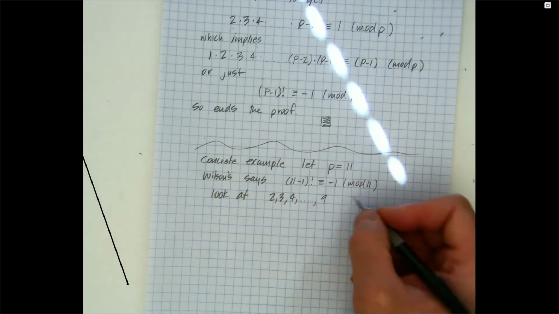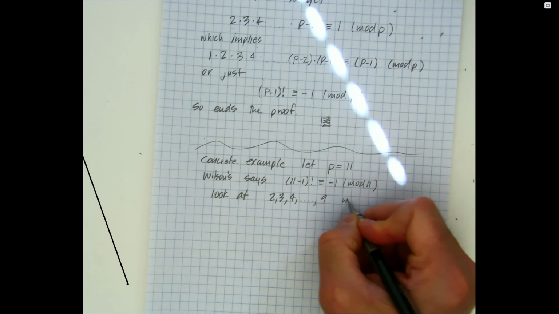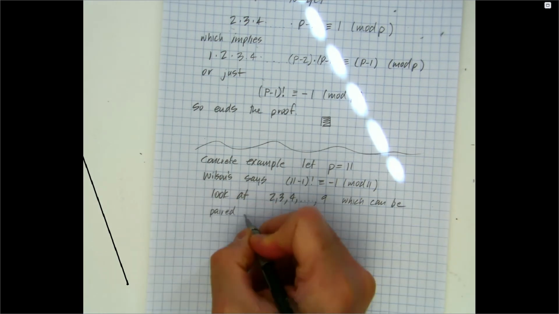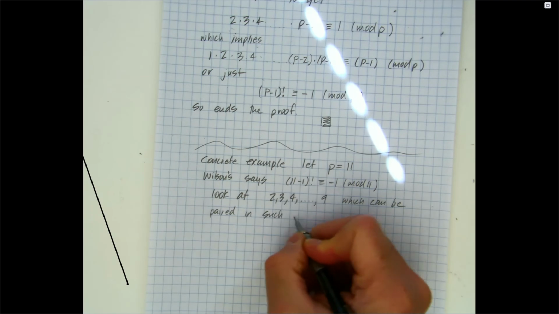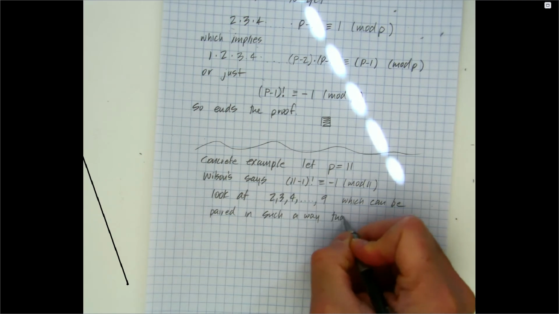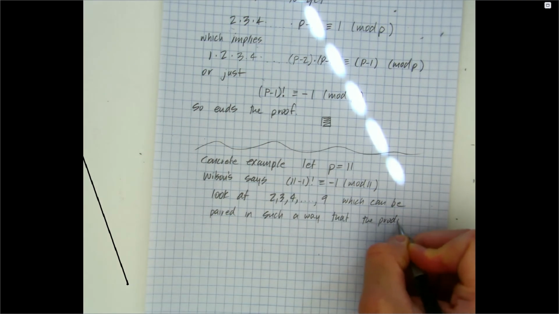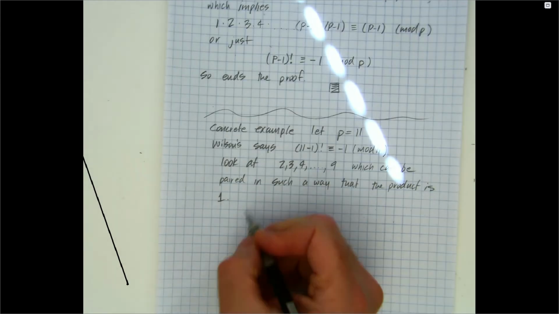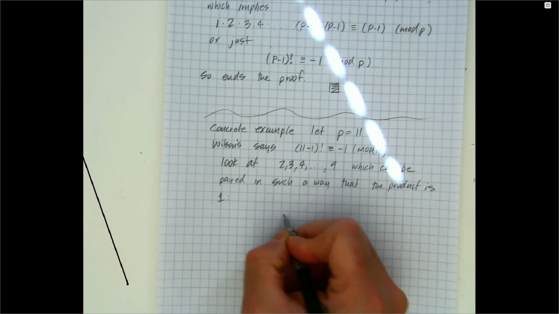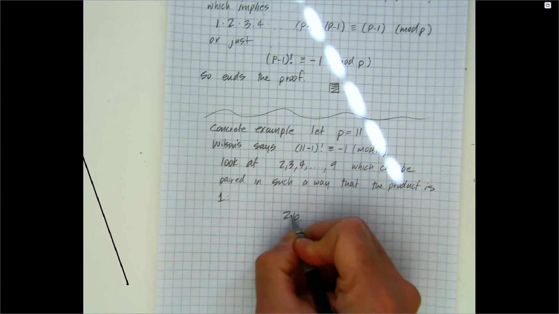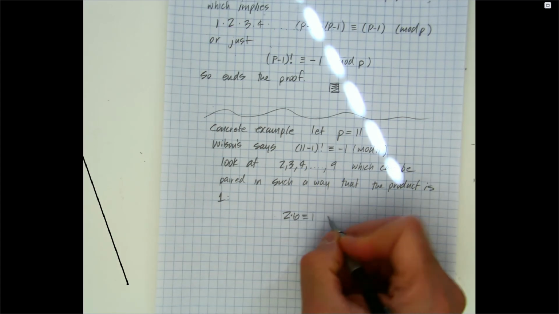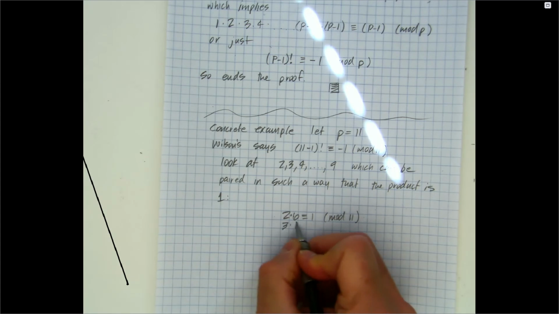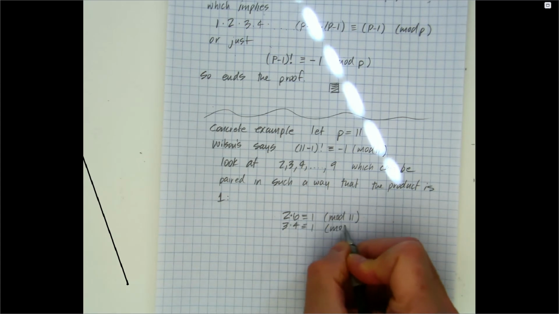And these can be paired in such a way that the product is 1. And let's just do it. Let's just find these pairs. So it turns out that 2 can be paired with 6. 2 times 6 is 12, and 12 is congruent to 1 mod 11. And it turns out 3 can be paired with 4. That's 12, congruent to 1 mod 11.